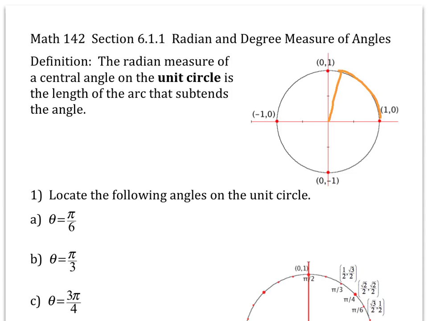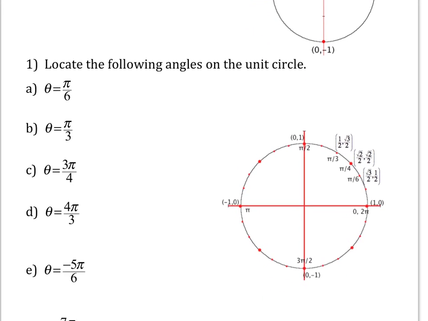If you're on the unit circle and you have an arc length of, say, t units, suppose this is t, then we define the angle measurement of this central angle to be t radians. So the radian measure of an angle is numerically equivalent to the length of the arc on the unit circle. That's how it works. Okay, so let's locate these angles.